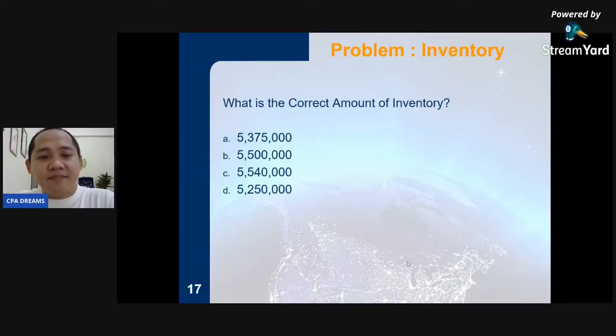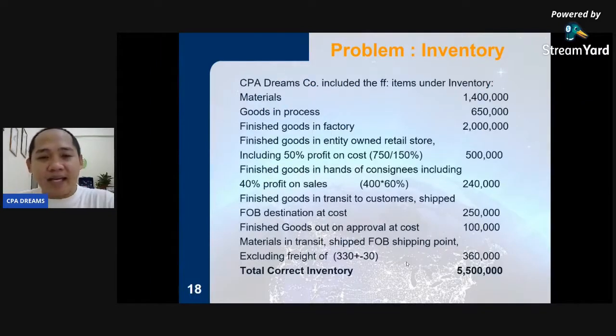The answer is B, that is 5,500,000. Ito yung calculations niya. Yung mga minention ko kanina nakasama. And then ito is at profit on cost, so ibig sabihin, yung 750, i-divide mo sa 150% para makuha mo yung cost of inventory, which is 500,000. Doon naman sa finished goods in hands of consignees, ang naka-record is 400, so kailangan i-divide mo by 60% para makuha mo ang true cost of inventory, which is 240,000.